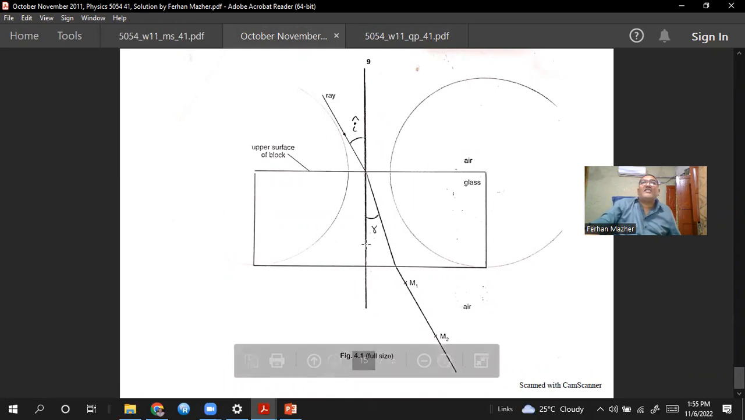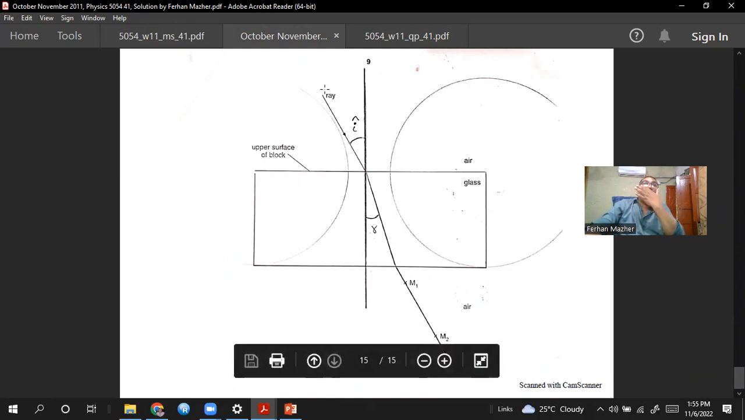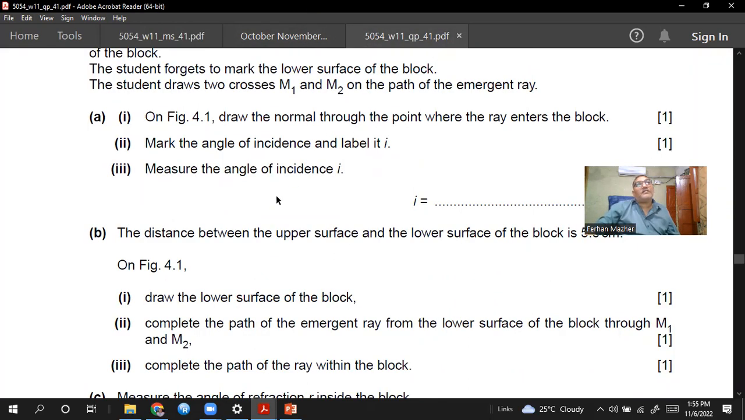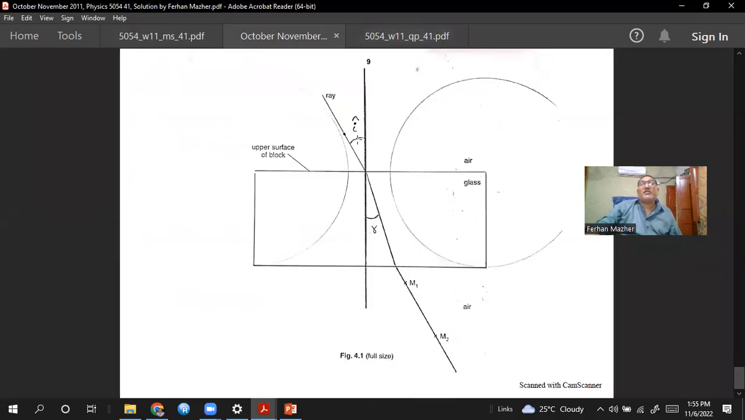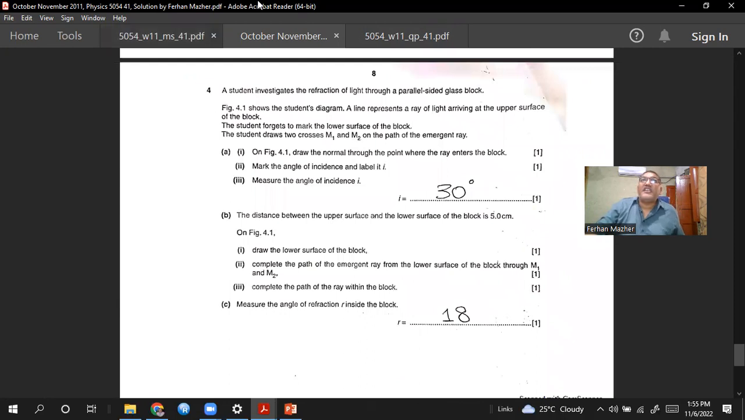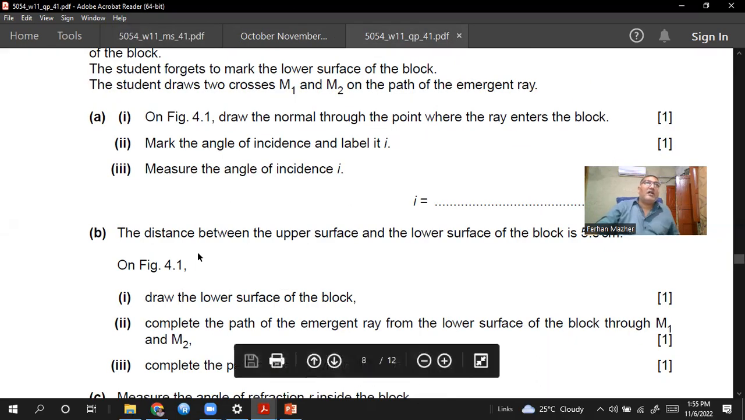Here you have to draw the normal at the point where the light has entered the glass block. So this is the normal. With the help of the protractor, I will draw this line. This line makes a 90-degree angle with the surface of the glass. Then it says mark the angle of incidence and label it I, and measure the angle of incidence I. So I will mark the angle between the incident ray and the normal as I, and then I will measure it. When I measure it, it will be 30 degrees.